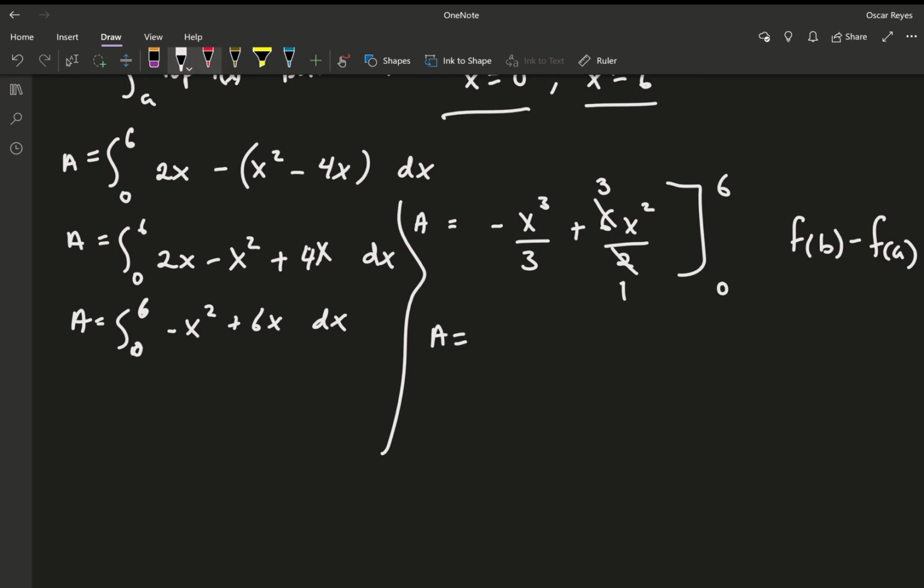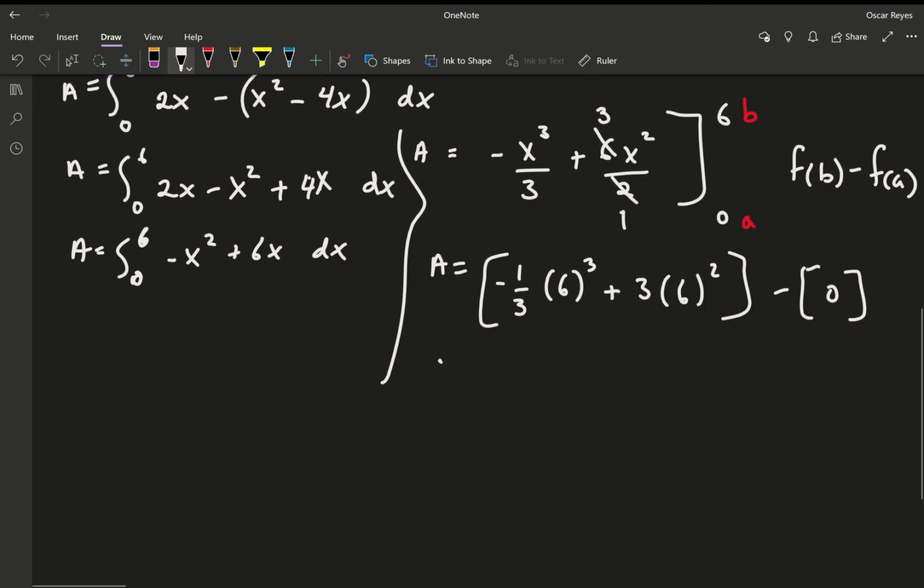So we know that this is our a, and we know that this is our b. So we plug this into our function, which is this. We're going to get negative 1/3 x cubed plus 3x squared. If we plug in our b, it's going to be 6 cubed, and we're left with 3 times 6 squared, and this is our f of b, minus our f of a. If we plug in 0 into 0 cubed, we're going to get 0, over 3 is 0, plus 3 times 0 squared is still 0, so negative 0 plus 0 is still going to be 0.